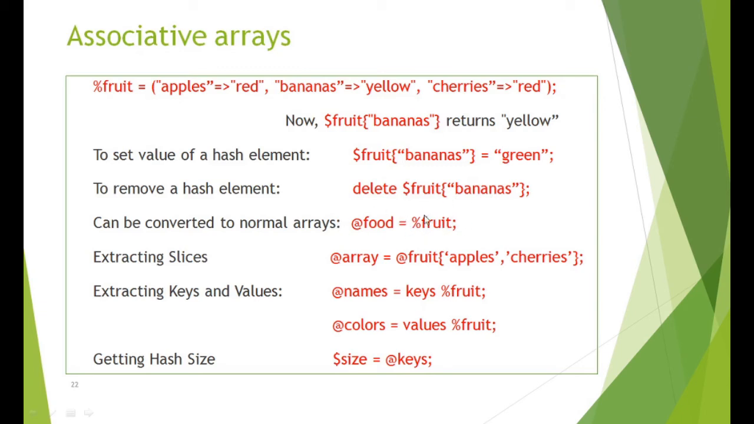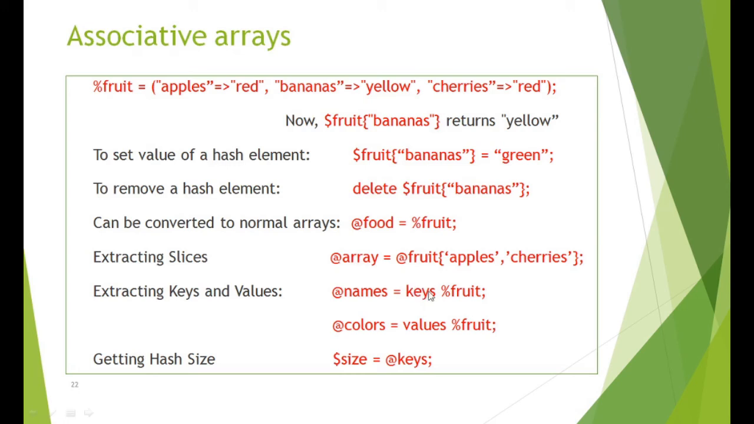As I have said, this hash array can be converted into an ordinary array. Either you can convert it fully or you can take only one or two. You can use a slice and put it here. So the values of apple and cherries will be taken and stored in that array.